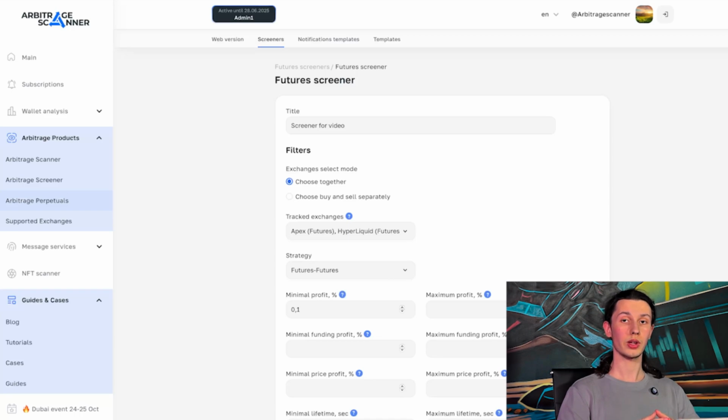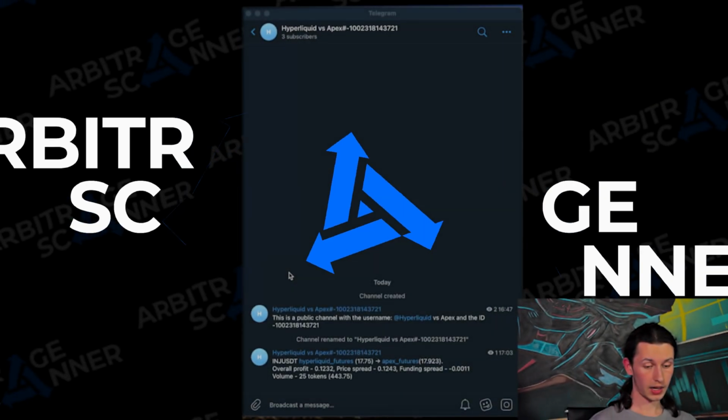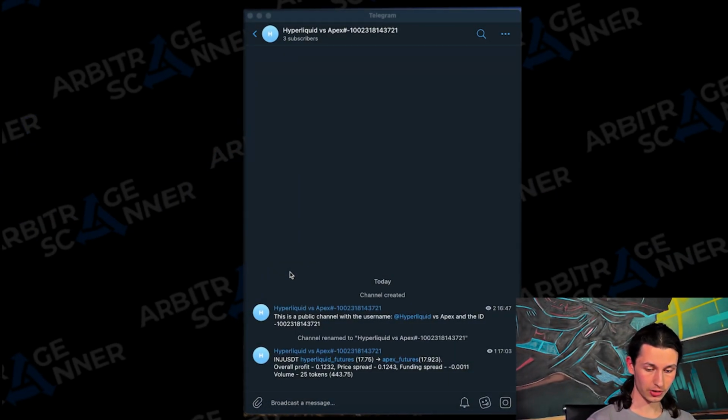Also, I should note that both the Telegram version and web version of the Perpetual Screener are coming to all the users with a tariff plan called Business or higher. Those two specific exchanges, as they are DEX exchanges, are coming only for the users that have the Platinum tariff or higher.